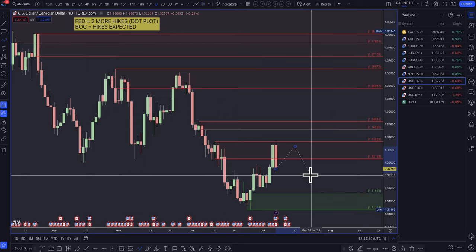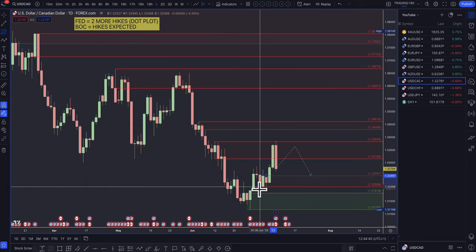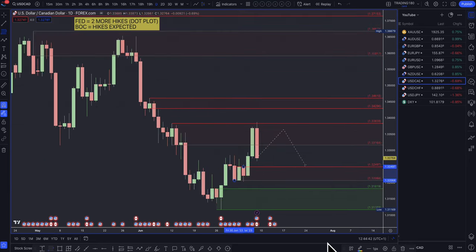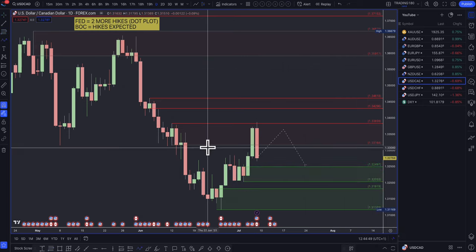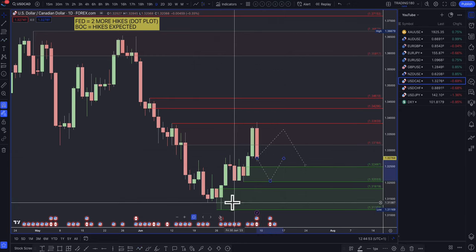So a pullback into that zone would be quite nice, and really a pullback into, we've got a level of demand actually right here, and that is going to be decent for a buy trade on the US dollar. But with both central banks looking to hike rates, it's not really a pair that I'm really interested in.